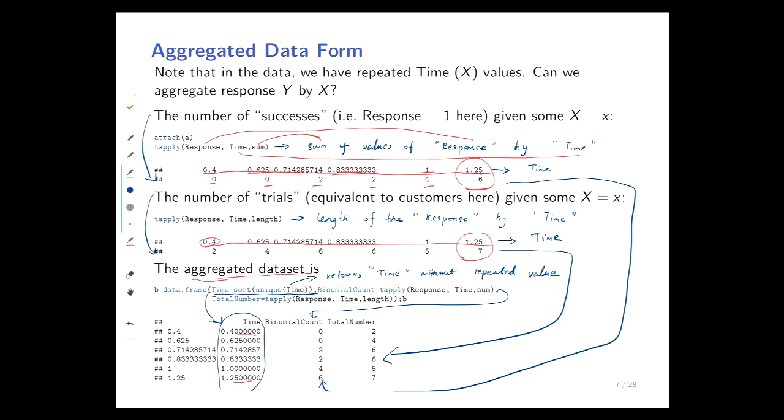So in this case, for each value of time, we do not have the binary case. We actually have some numbers. We have the binomial count, which means the number of the success. That just means the number of the customers that are willing to buy the product. It's actually from 0 to infinity, but I think the largest one here is 6. And also we have the total number. Total number just means the number of the trials given each value of time. So that's this aggregated data set.